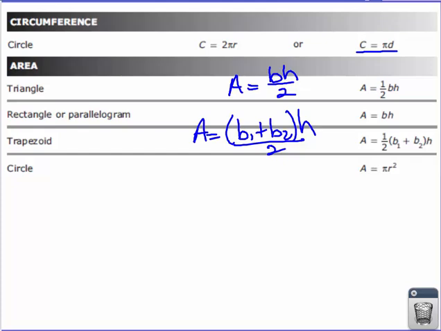So in this video, we looked at circumference of a circle, and area of triangles, rectangles and parallelograms, trapezoids, and circles. In the next video we do, it'll be talking about volume.